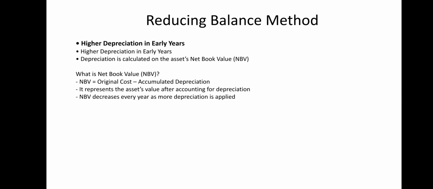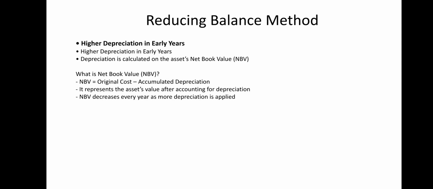Now your question might be, what is net book value? Net book value is the asset's original cost minus accumulated depreciation. It represents the asset's current value in the books after accounting for depreciation to date.